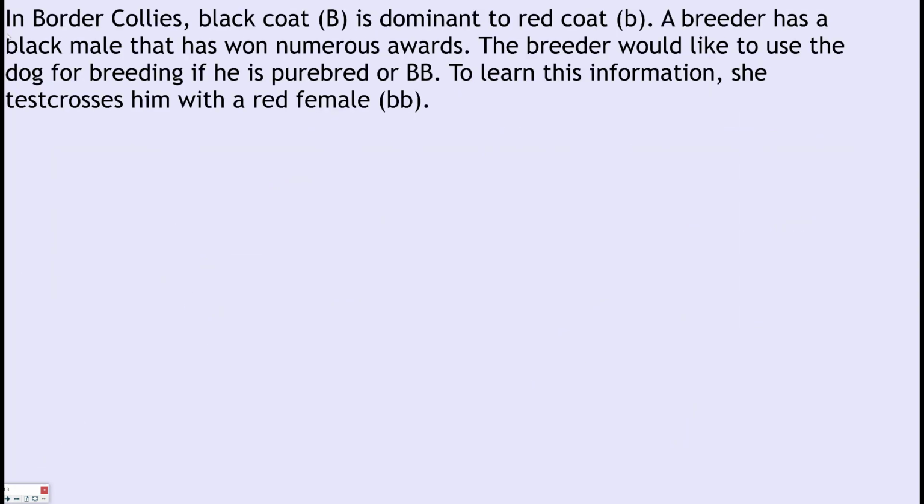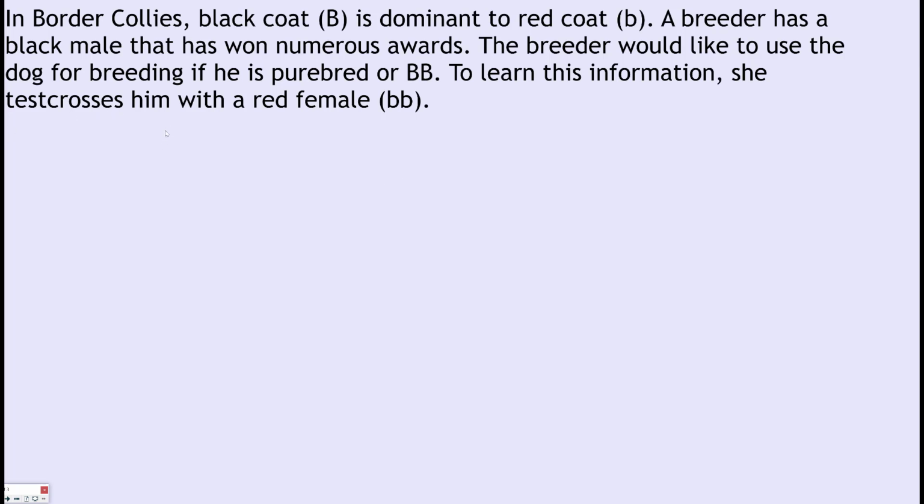So this one is about border collies. A black coat is dominant to red coat. A breeder has a black male that has won numerous awards. The breeder would like to use the dog for breeding if he is purebred, or homozygous dominant, uppercase B's. To learn this information, she test crosses him with a red female, homozygous recessive. So you can see that this is like a real life example, because you have a dog but you don't know what it is. You know the phenotype, but you don't know the genotype. So let's try this out.